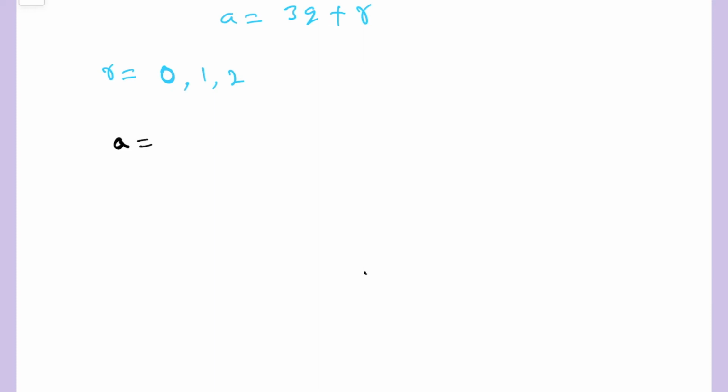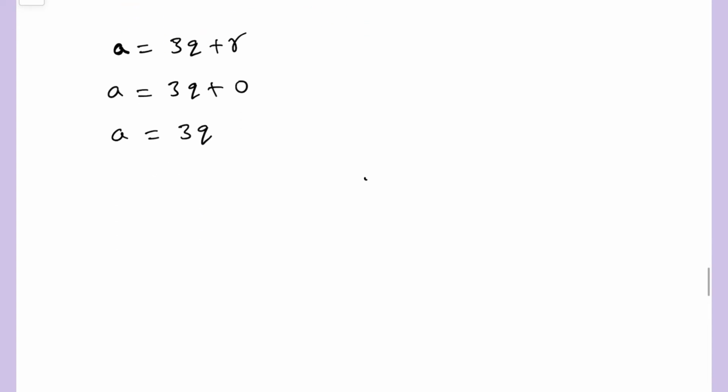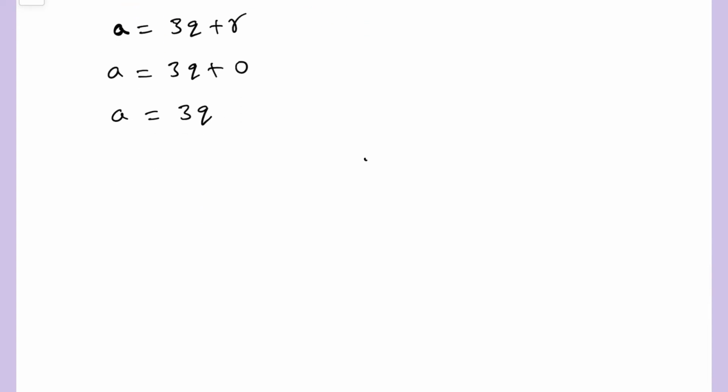Now this remainder, let us substitute in the formula. a equals 3q plus r is our Euclid's division algorithm, right? So a equals 3q plus the first remainder 0. So a equals 3q plus 0, 3q. This is what exactly we did in the previous question also. But in the question here he is asking something different, that is, use Euclid's division lemma to show that the square of any number.